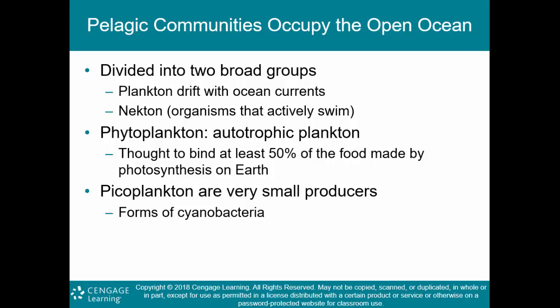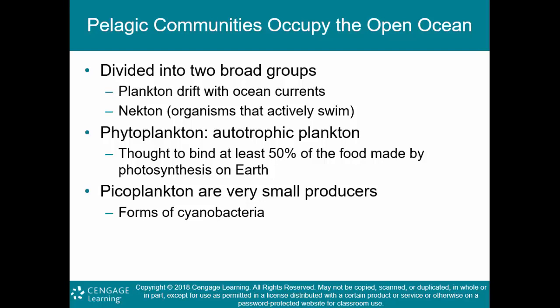Phytoplankton are autotrophic. So remember, autotrophic means they make their own food. They take sunlight, and they use chlorophyll, and they change the carbon dioxide and the water into carbohydrates, and then they expel oxygen. So you have phytoplankton, which are autotrophic plankton that use photosynthesis to create carbohydrates, essentially to create their own food.